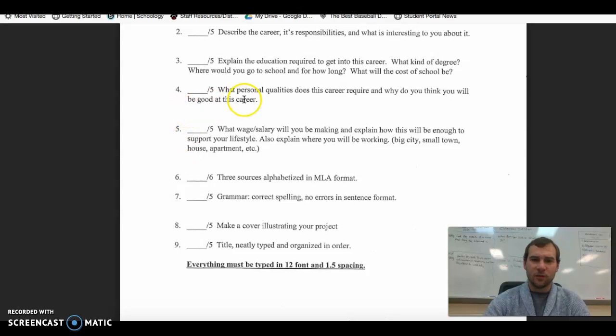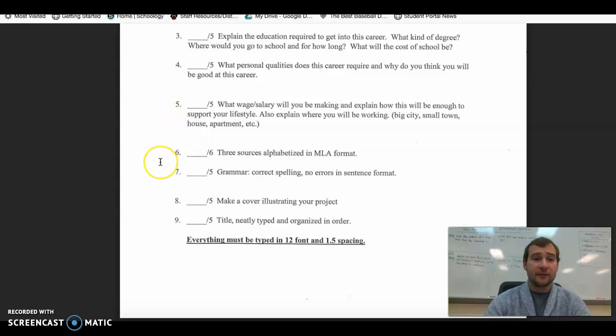The next part is what personal qualities does this career require, and why do you think you'll be good at this career? So think about what qualities or characteristics a person needs or should have in order to excel in this career field, and then obviously compare that with yourself. Do you stack up or not? So again, this one's more opinion, so this one's pretty easy for a lot of people.